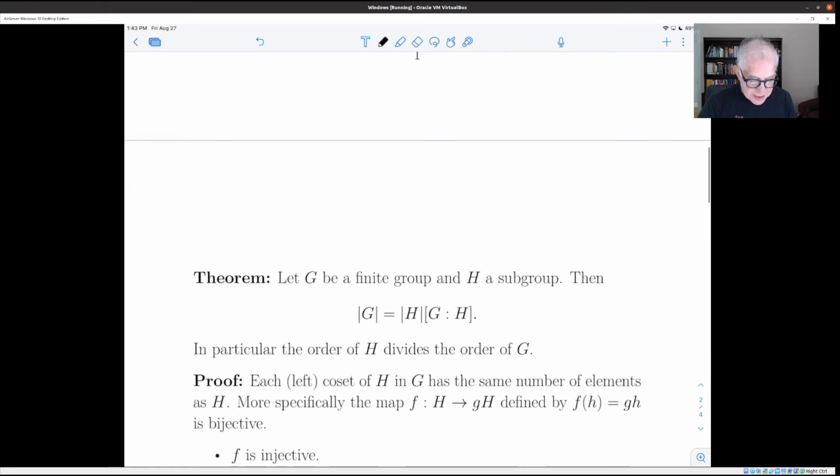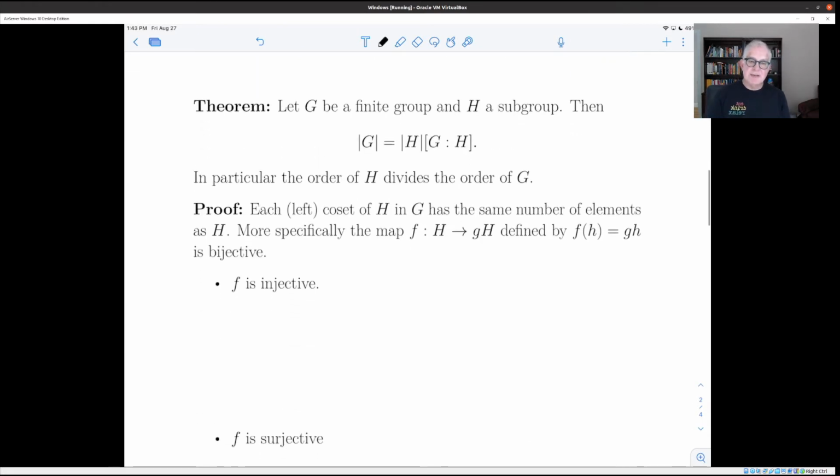Now we can state Lagrange's theorem, and actually a slightly improved version of it. The original version that we stated was that the order of the subgroup divides the order of the group. But in fact, we can say that the order of the group is equal to the order of the subgroup times the number of cosets of the subgroup. That's what the index is. So it's the order of the subgroup times the index of the subgroup. And so now not only do we know the fact from Lagrange's theorem, but we can also explain what the other factor is.